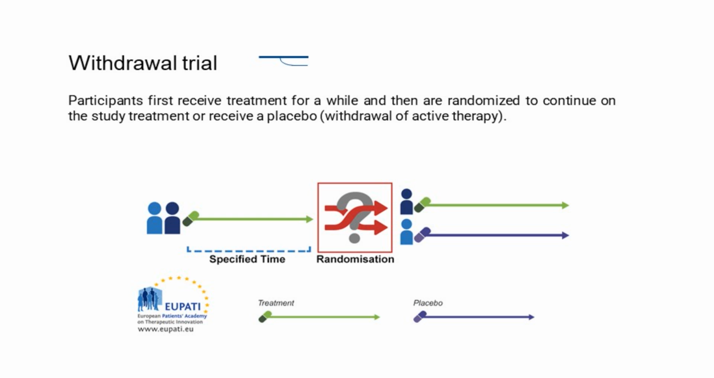Withdrawal design. Participants first receive treatment for a while, and then they are randomized to continue on the study treatment or receive a placebo. Withdrawal of active therapy. That's why there's a fork sign. The withdrawal design helps assess the effectiveness and withdrawal effects of the treatment by comparing those who remain on the treatment to those who are switched to a placebo.